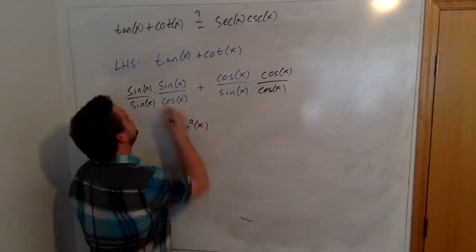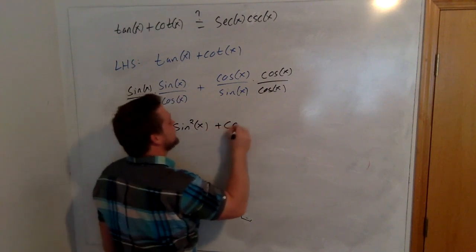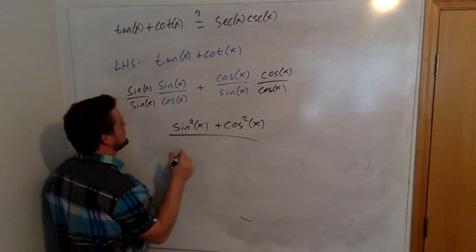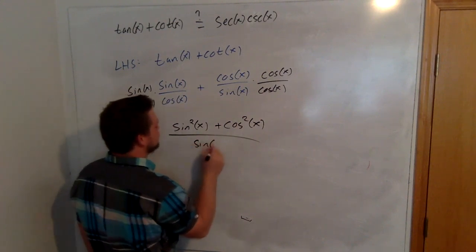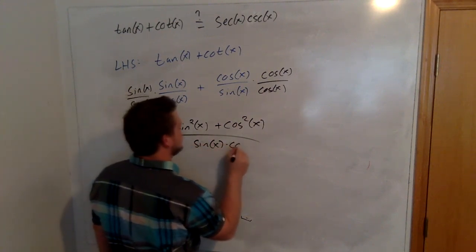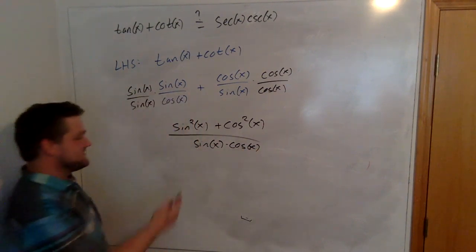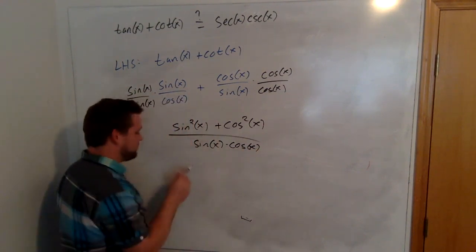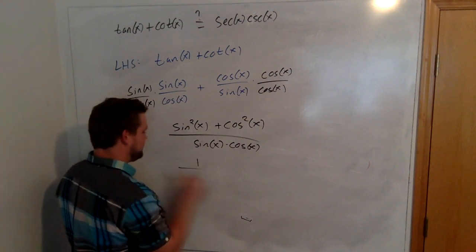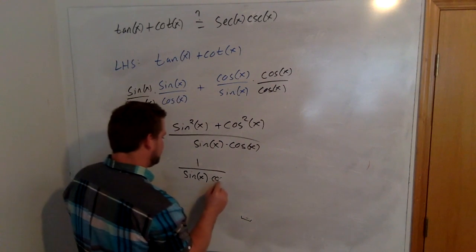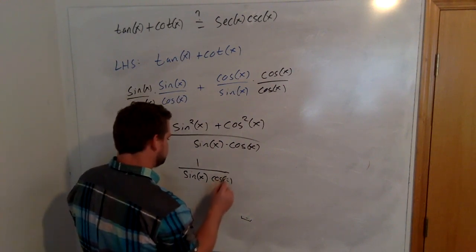I'm going to get a sine squared plus a cosine squared in the numerator all over our common denominator of sine of x times the cosine of x. Well, the sine squared plus cosine squared is just 1, so this is the same thing as 1 all over the sine of x times the cosine of x.